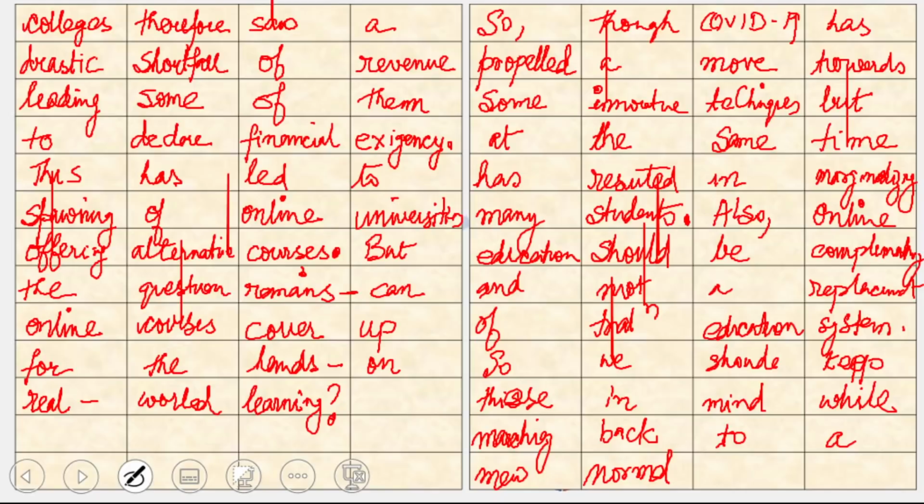So we created a question mark on online learning, and that is what we are answering in the conclusion also, that it cannot be a replacement. So, though COVID-19 has propelled a move towards some innovative techniques, but at the same time has resulted in marginalizing many students. Also, online education should be complementary and not a replacement of traditional education system. So, we should keep these in mind while marching back to a new normal, full stop and end.